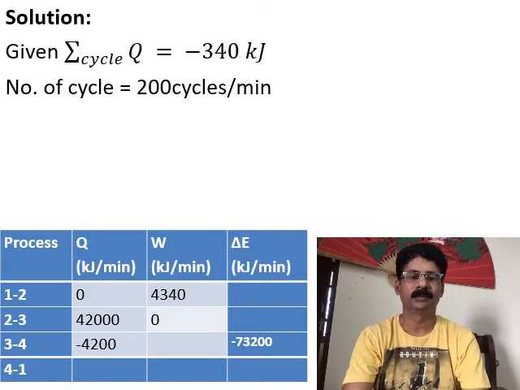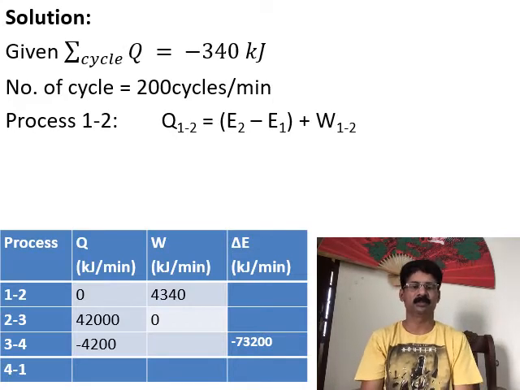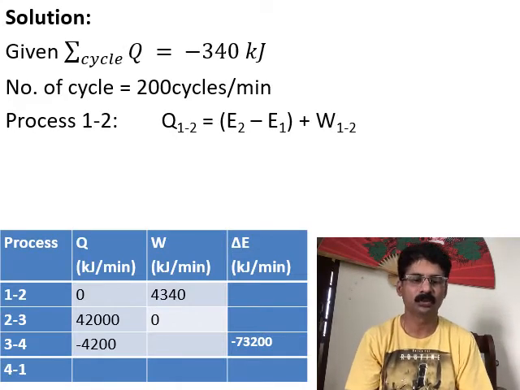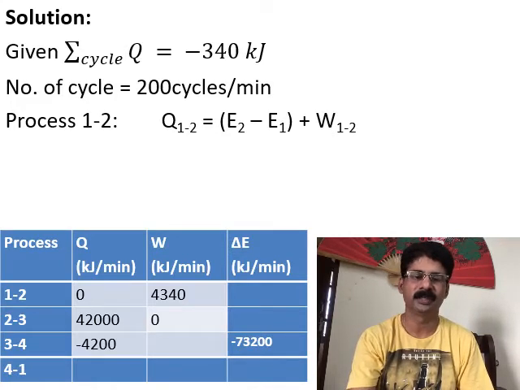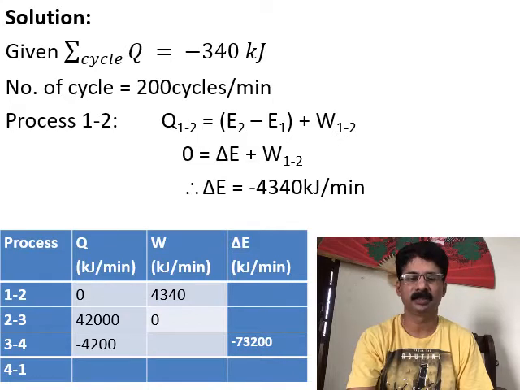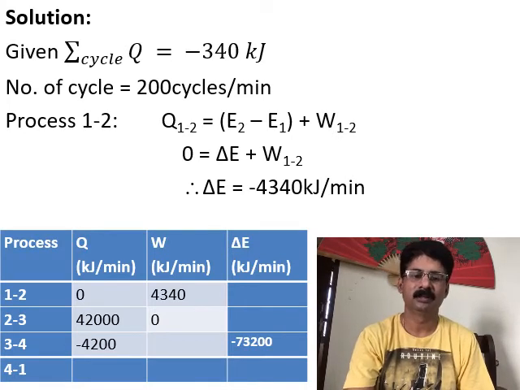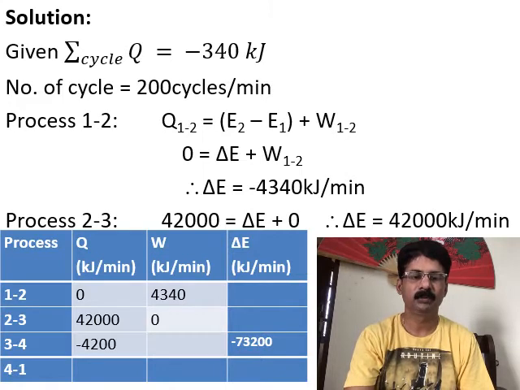This is the given data. Now let us take the process 1 to 2. Q1 to 2 is equal to delta E plus W1 to 2. Delta E is nothing but E2 minus E1. So it's direct substitution, and you'll get delta E as minus 43,140 kilojoules per minute. I'm not going to elaborate much on this because it's direct substitution in the basic first law equation. Process 2 to 3 is also direct substitution, and you can find out delta E as 42,000 kilojoules per minute. I hope it is very clear for the first two processes.